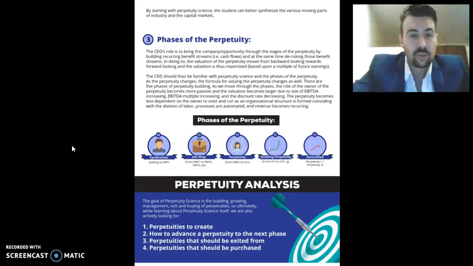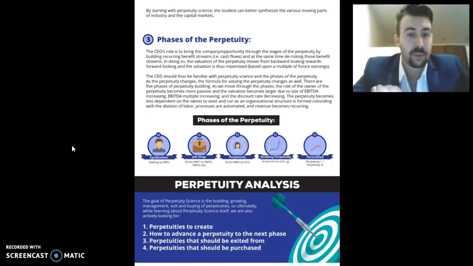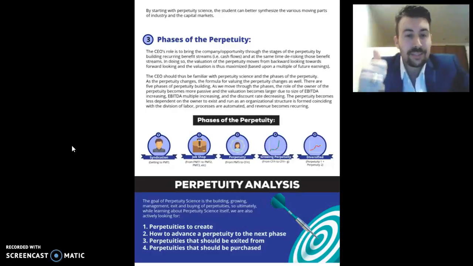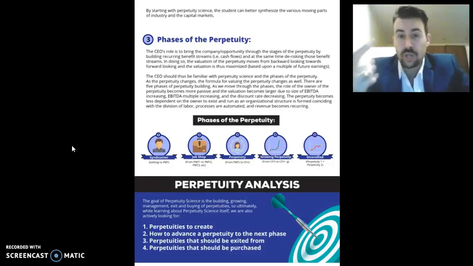So here's a quick breakdown of the phases of the perpetuity. Number 1, we have syndication, and we can think of that as getting to PMT, or our first payment. Number 2 is job shop, from PMT1, PMT2, PMT3, all separate jobs. The third phase is perpetuity itself, moving from PMT to actually a cash flow to establish valuation. So that's CF over R.